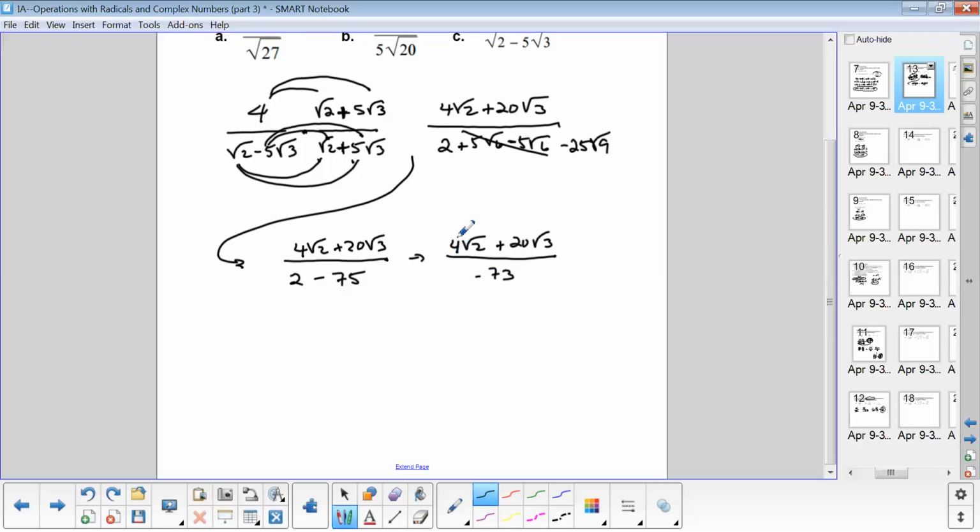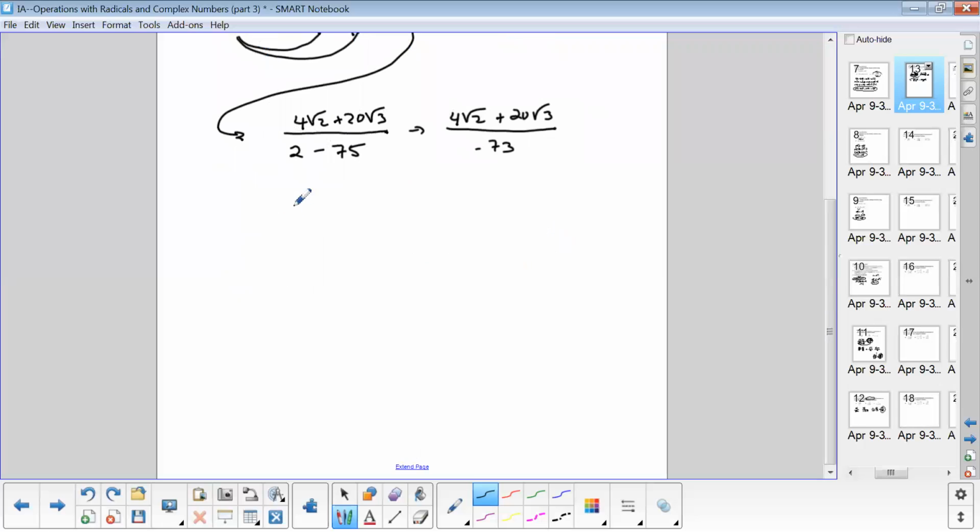And then you always think, if I could simplify, because really what you have here is 4 square roots of 2 divided by negative 73 plus 20 square roots of 3 divided by negative 73. Notice I left this negative in the denominator. You could always bring the negative to the numerator and make the denominator 73. And you could change it to a subtraction and say 20 square roots of 3 divided by 73.